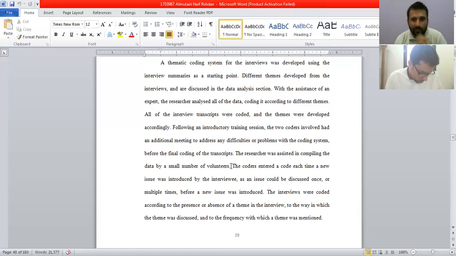Small number of volunteers also means that if I feel I'm having a problem in coding, maybe I can take help from a third person only for that particular time. So this is a more realistic sense rather than saying only one volunteer, because maybe I do not know some concepts or some themes I cannot identify properly. So maybe we can use another volunteer for that particular theme. So small number of volunteers, but primarily there were only two participants. One was the researcher and the other coding person was me, the other volunteer.